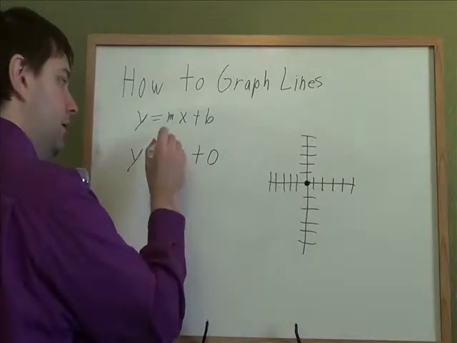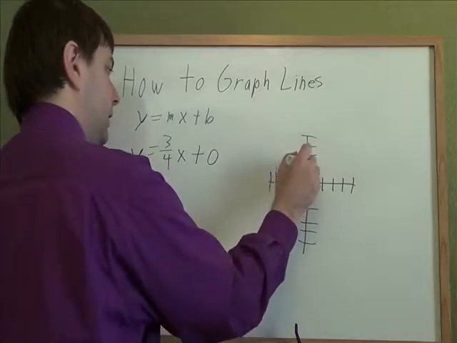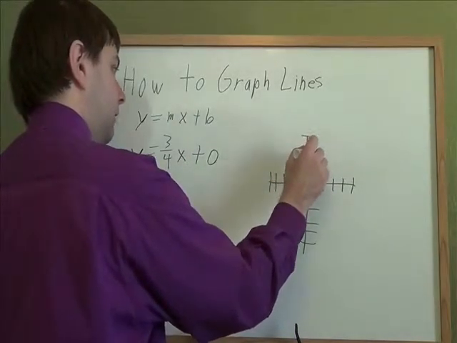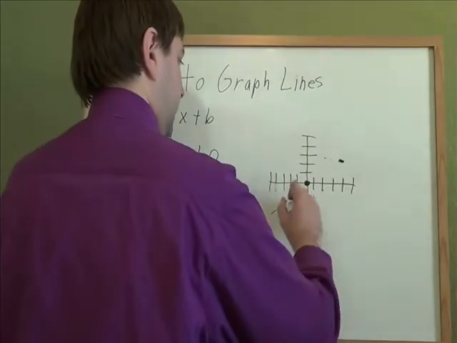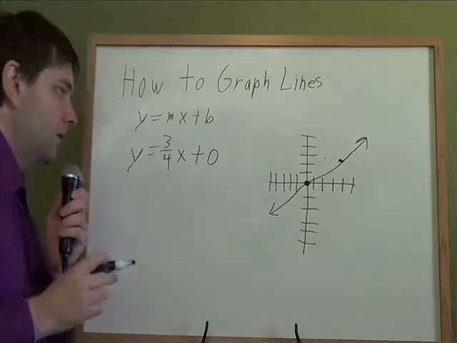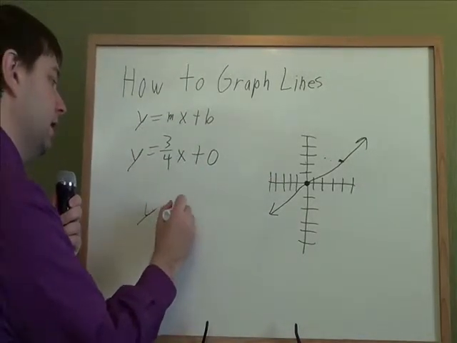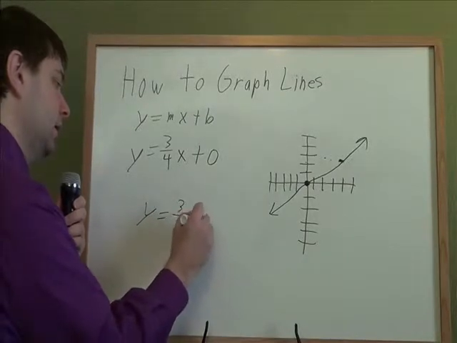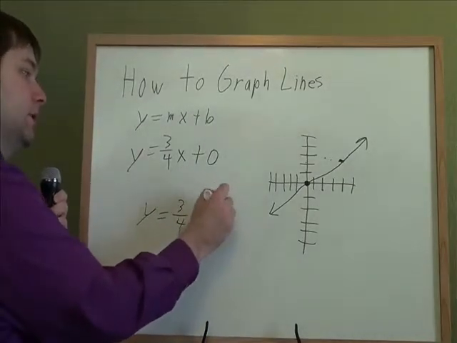Then from that point, our slope is 3/4. We're going to rise 3, run 4, and we get that line like that. Whenever you don't have a b, when you just have y equals something like that, you just put your own plus 0 at the end.